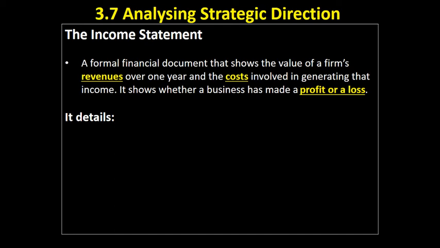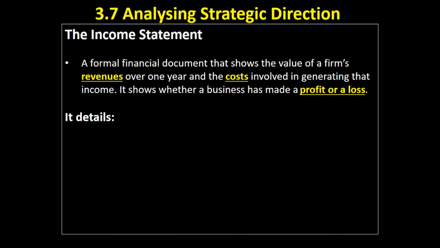The income statement is different from the balance sheet. The balance sheet, for starters, is just a snapshot in a period of time. If they sold off all of their stuff today, paid off all their debts, how much money would be left over? The income statement is a record of a period of time, usually a year, and when a company publishes its annual report, that income statement will cover the year. And it is a formal financial document that shows the value of a firm's revenue over 1 year and the costs involved in generating that income. It shows whether a business has made a profit or a loss.